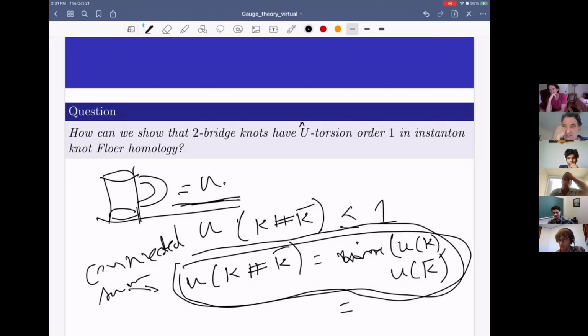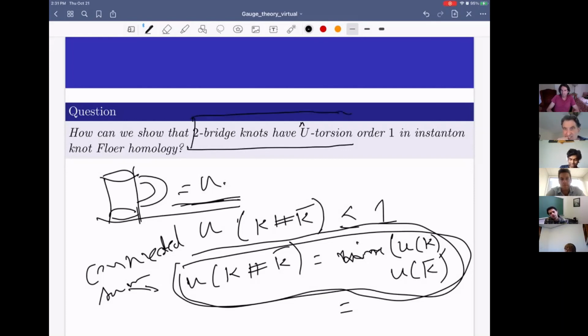Is there any further topological motivation behind this question? It's supposed to be something about the structure of instanton knot Floer homology. Which question do you mean? The one that you have on this slide. Do you have some topological application in mind as a result? I think John can say better about this, but I heard from him a year ago that this fact could be useful in computing framed instanton homologies of surgeries on two bridge knots, I guess.